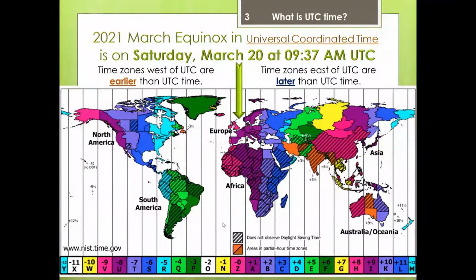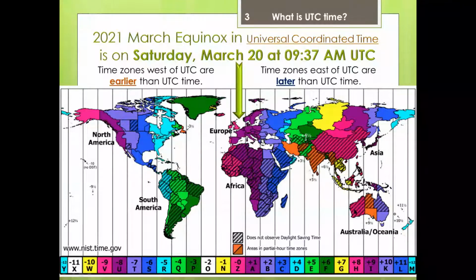Anything west of this marker, the time zones are going to get earlier and earlier. Anything that is east is going to be later and later. So basically, if this is 12 noon right here, and we can say United Kingdom, then the next time zone to the east is going to be 1 o'clock. And then the next one will be 2 o'clock, and the next one will be 3 o'clock. You can see the 1, 2, 3 down here.